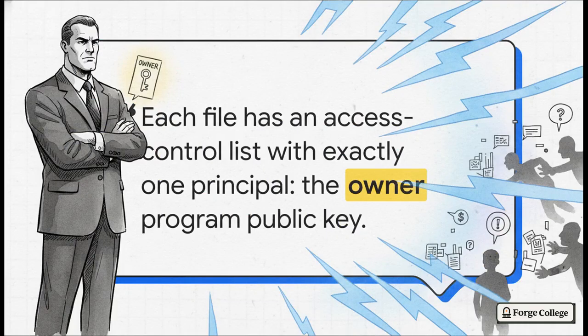Now, within this system, the access control list has exactly one principal, and that's the owner program public key. I want you to think of this owner program as the most uncompromising, intimidating bouncer at an exclusive VIP club. This bouncer checks the list, and there is strictly only one name on it.